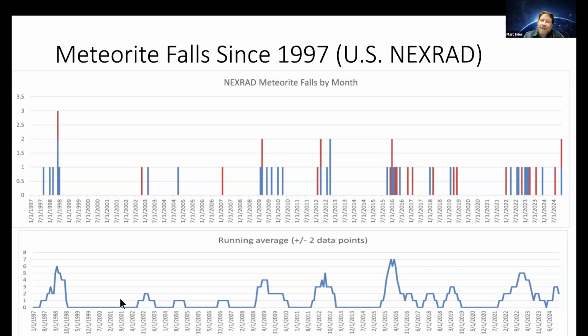We're getting more falls as time progresses, and I think the major factor there is actually the number of people that report them. We're obviously not having any more meteorites fall. The radar data has been improved a couple of times along the way, but the major factor is the number of people who spot fireballs and report them on the internet has gone up tremendously since it started in 1997.